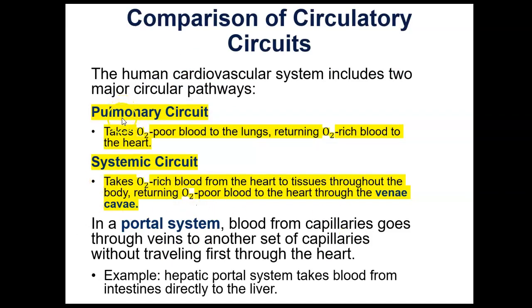Again, the pulmonary circuit functions to take oxygen-poor blood to the lungs and return oxygen-rich blood to the heart. The systemic circuit takes oxygen-rich blood from the heart to tissues and returns oxygen-poor blood to the heart through the vena cava.